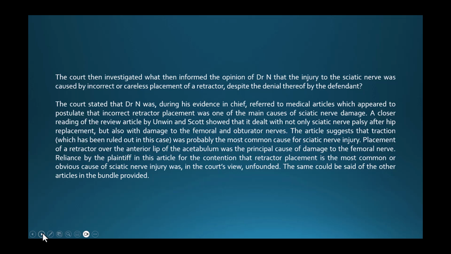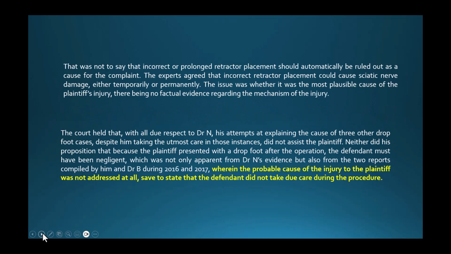The same could be said of the other articles in the bundle provided. In other words, what are we seeing in practice here? Here's the court assessing the logic of the expert's opinion and finding, for reasons set out here and in the judgment, that the expert's opinion was in fact not logical. The conclusion didn't follow from the facts for the reasons set out in this paragraph.